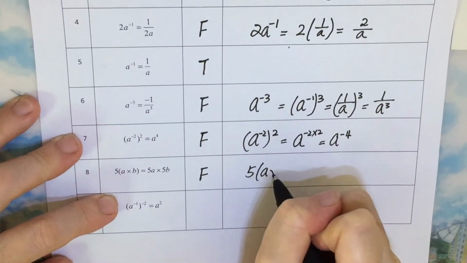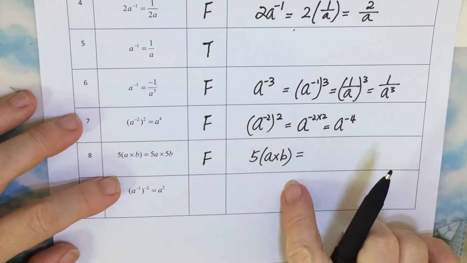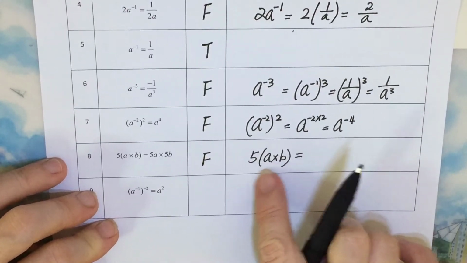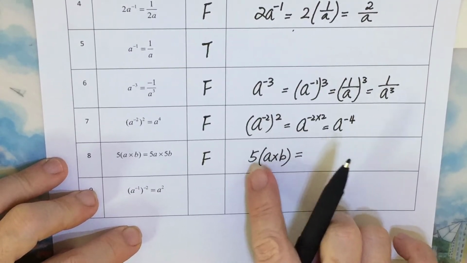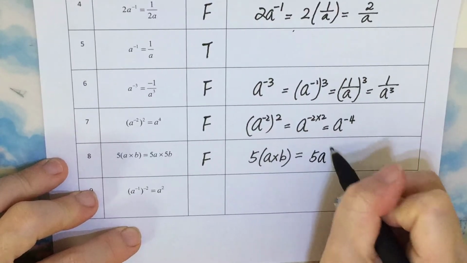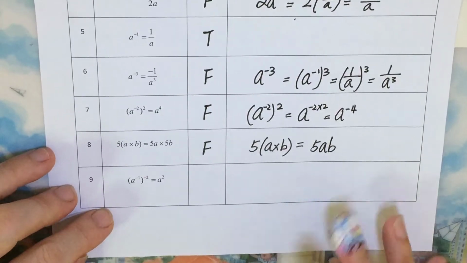Okay, this is a false statement. 5 times a times b, you cannot use the distributive law here. The distributive law is only for multiplication over addition or subtraction, not multiplication like this. So this is just like a times b times c. Just 3 things multiplied together, it will be just 5ab. It is not 5a, 5b. So you cannot use the distributive law here.